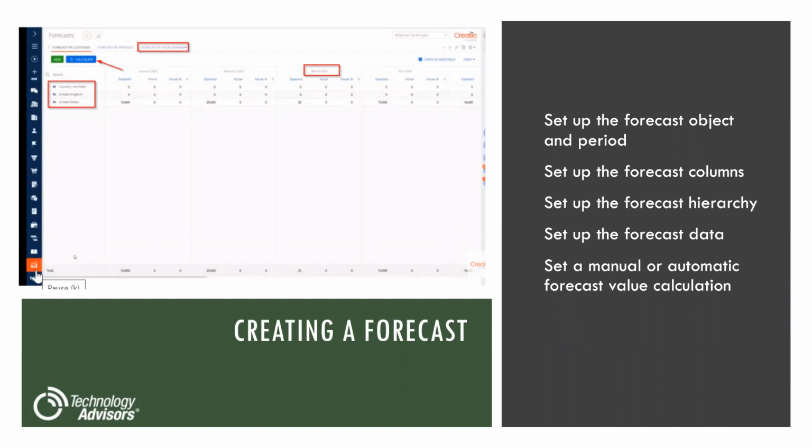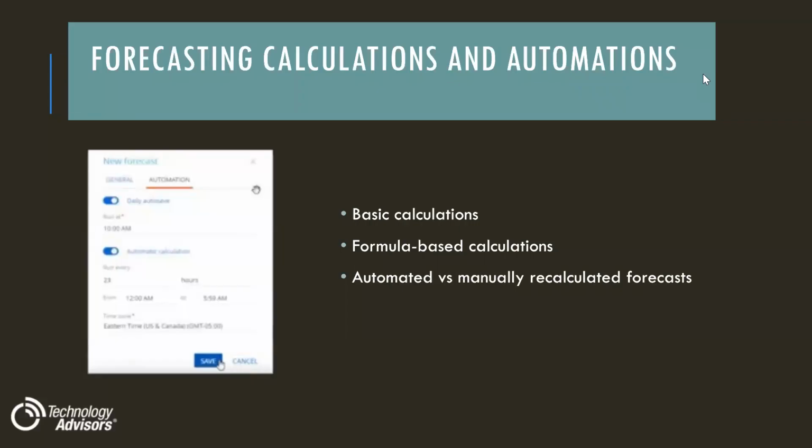The system will launch the Calculate process and notify you when it's complete. This is a manual forecast calculation. We also have the ability to set up automatic forecast value calculations, which we'll get into on the next slide. So we looked at basic calculations, which are values based on Creatio data and manually entered expected values. This is done by clicking the Calculate button manually.